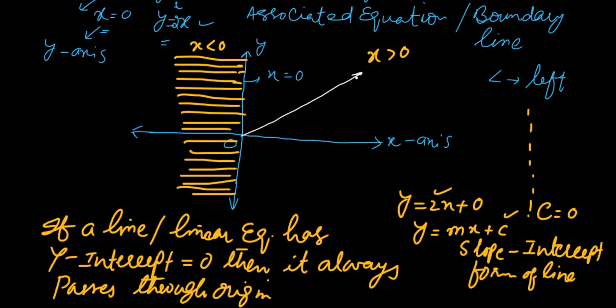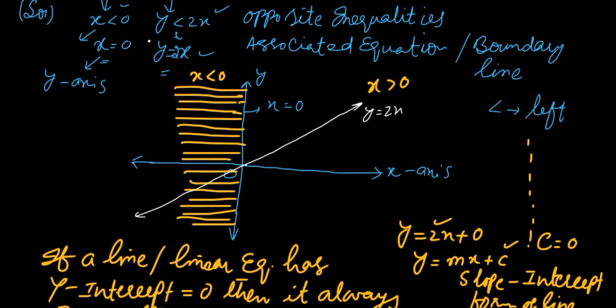y is equal to 2x. This is a straight line that passes through the origin and bisects the first and third quadrants. So this is the graph of the line y is equal to 2x. Next, because the opposite inequality has a less than sign, we will shade where y is less than.